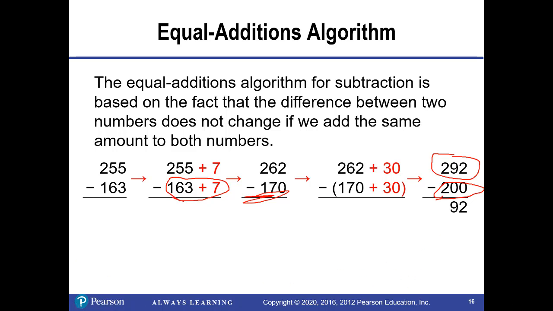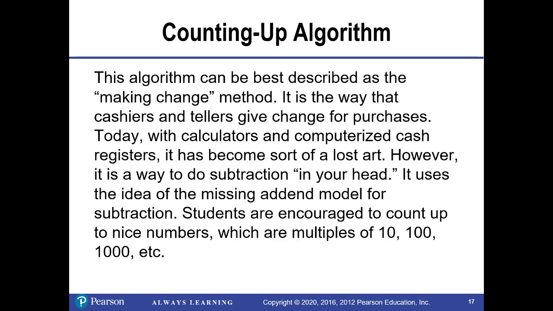And then for subtraction, the counting up algorithm is similar to making change. It's the way that a cashier or a teller who has been trained how to give change correctly gives change for purchases. It is not commonly used as much anymore, but it is a way to do mental subtraction. And what it really does is encourage students to count up to nice numbers, multiples of 10, 100, and 1,000, much like our currency system, our money system uses.